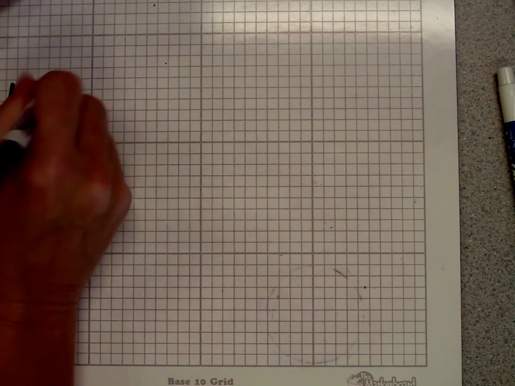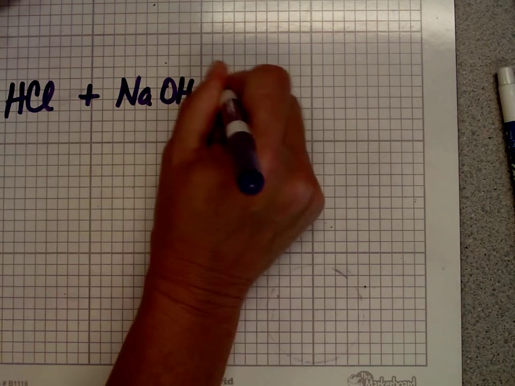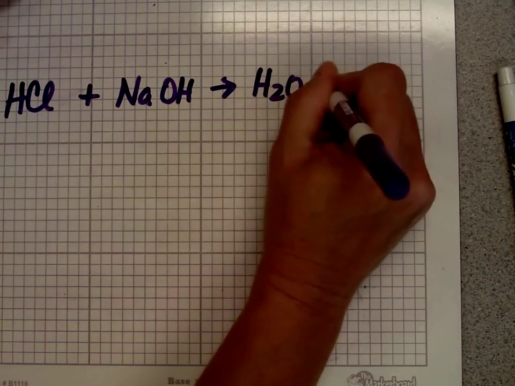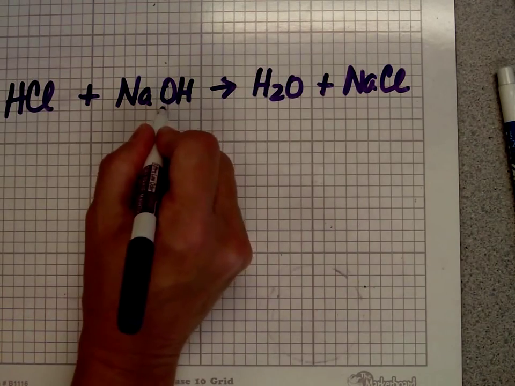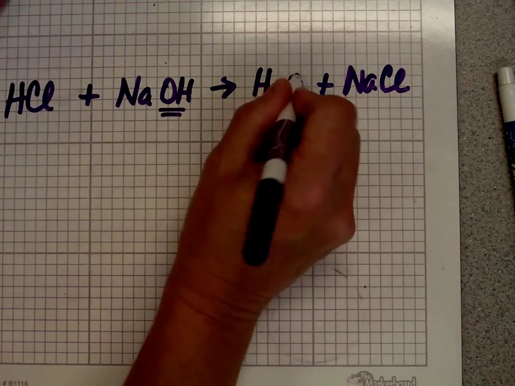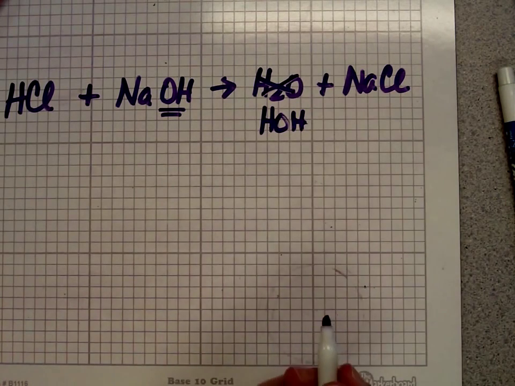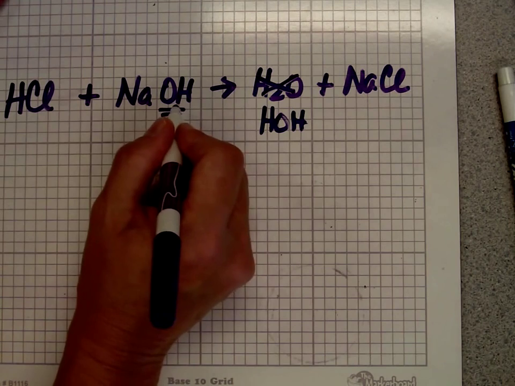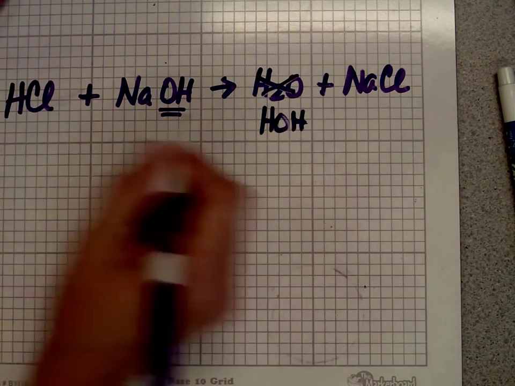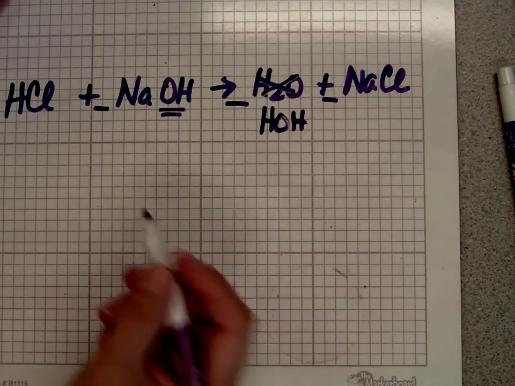And this is a neutralization equation. Hydrochloric acid plus sodium hydroxide reacts to form water plus sodium chloride. I'm going to change my water. I see this OH right here, so I'm going to change H2O to HOH. Really important when you're balancing equations that you start to recognize things like that. I saw an OH, I'm going to put an OH there. Again, remembering that we can only change our coefficients, not our subscripts.